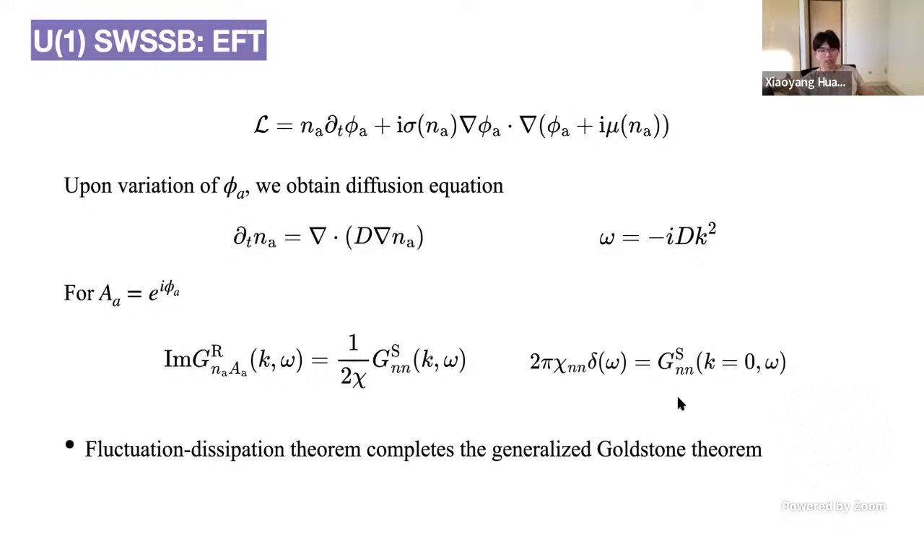Recall that we have seen that the symmetric Green's function has a peak, provided that you have a non-zero charge susceptibility at zero momentum, zero frequency. That means this newly defined spectral weight on the doubled Hilbert space will also have this zero momentum, zero frequency support. This suggests there are gapless excitations in the doubled Hilbert space, and this completes what we call the generalized Goldstone theorem.